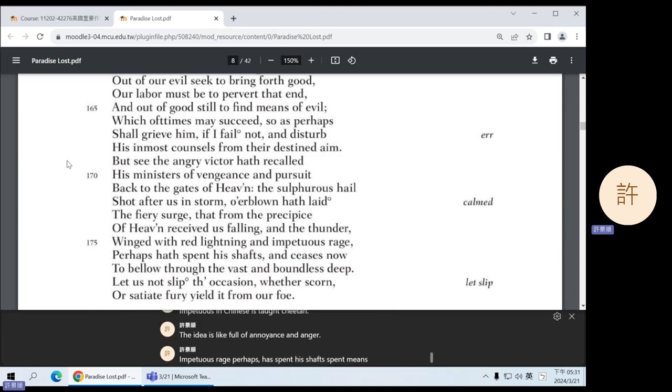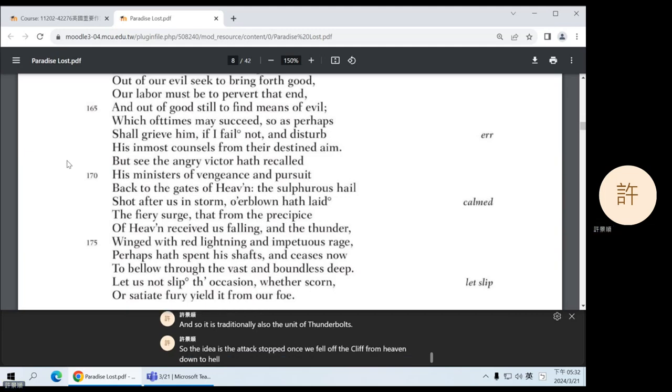Impetuous rage perhaps hath spent his shafts. Spent means exhausted. Shaft is the unit of thunder. It's actually the unit of an arrow, and so it is traditionally also the unit of thunderbolts. So the idea is the attack stopped once we fell off the cliff from heaven down to hell. And maybe God's army has used up all of its thunder.